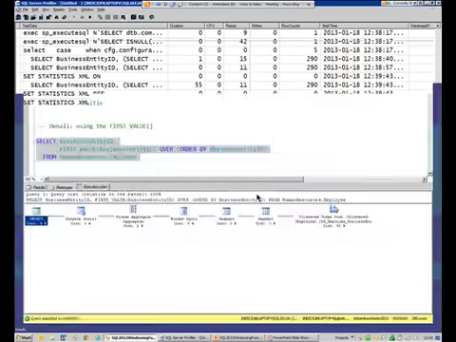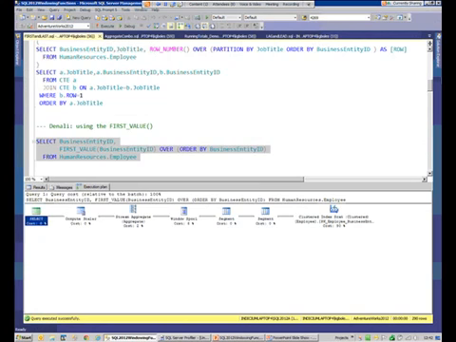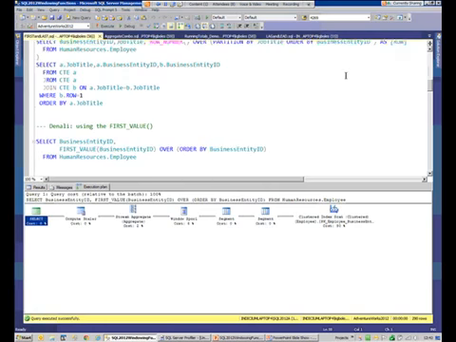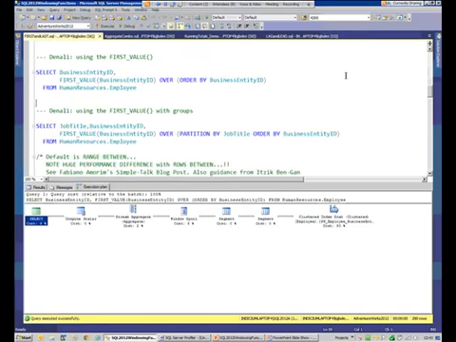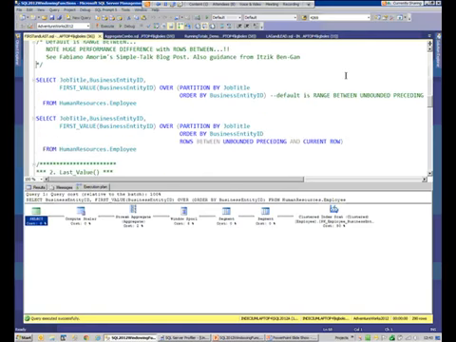But look at the cost. Wow. Right? What happened? These things are supposed to rock. Itzik Ben-Gan says so. So let's take a look at what happened. Anybody know why it's so inefficient? I've mentioned it a time or two. Row versus range. Because the default is range, right? And I didn't specify, so it uses a default.